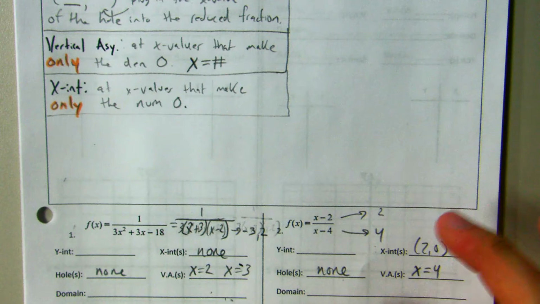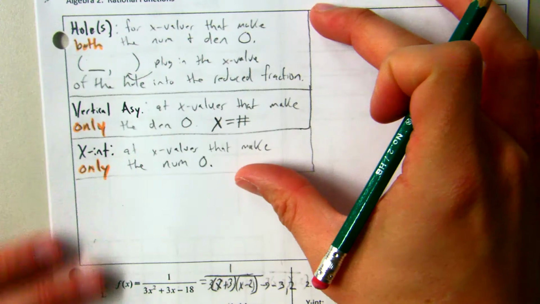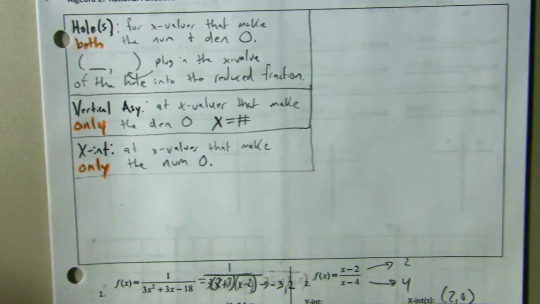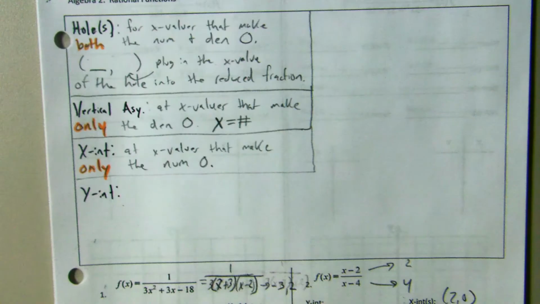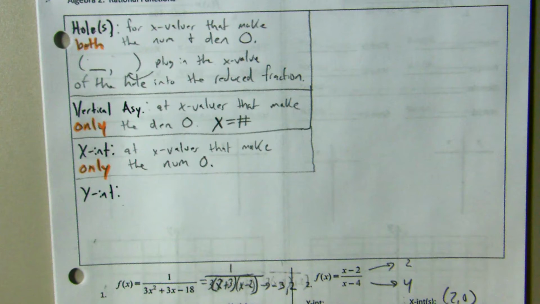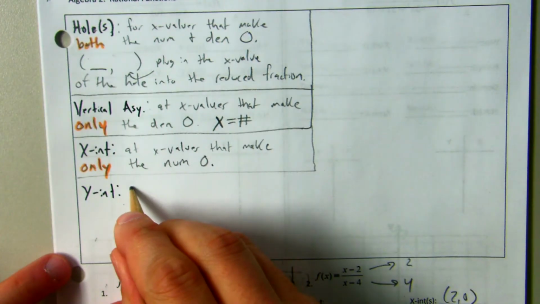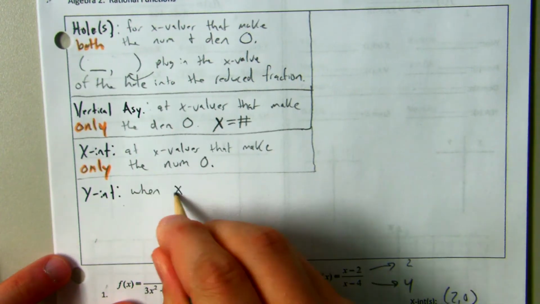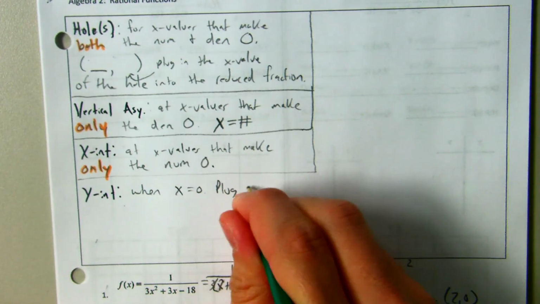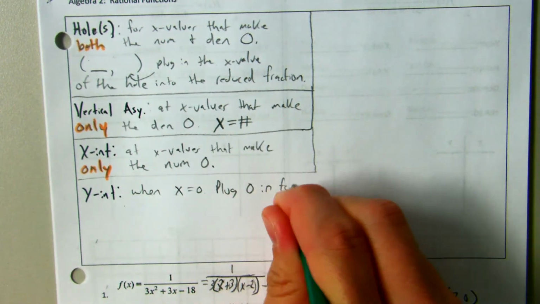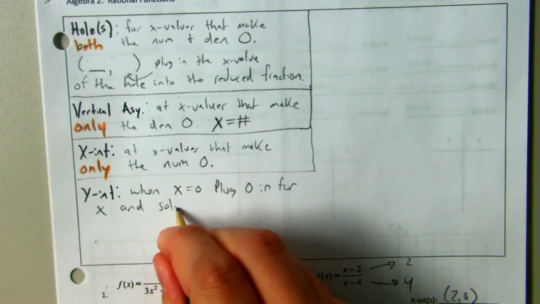Okay, so thank you last class, but try to make sure that you really understood that so that this would be less of a focus for you today. I would say the next easiest, well, probably the easiest of all of these is the y-intercept. And all y-intercepts occur when x equals 0. So, plug 0 in for x and solve for y.